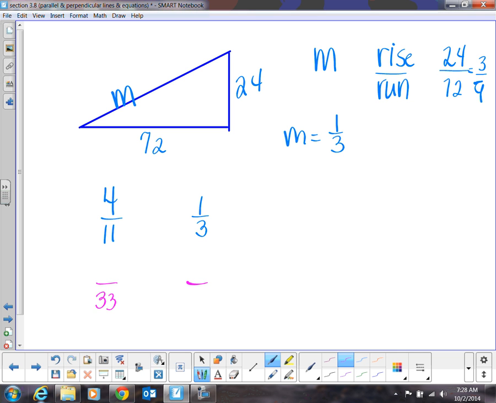What do we multiply 11 by? So we must multiply 4 by 3. So that's 12. What do we multiply 3 by? 11. We multiply the top by 11. So I have 11 over 33. All right. This is the maximum. Are we within that maximum? Yes. So is that an acceptable ramp? Yes.